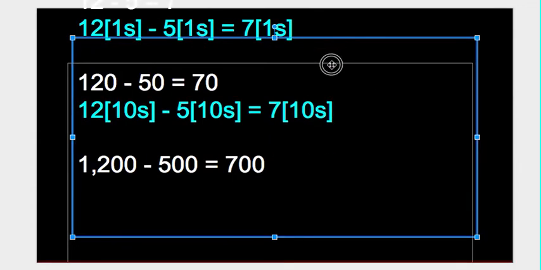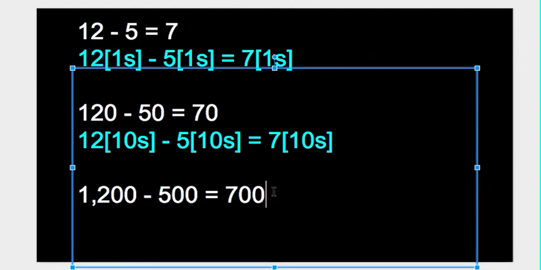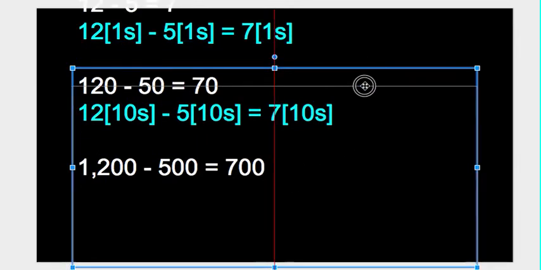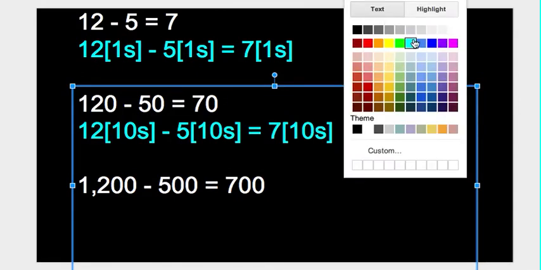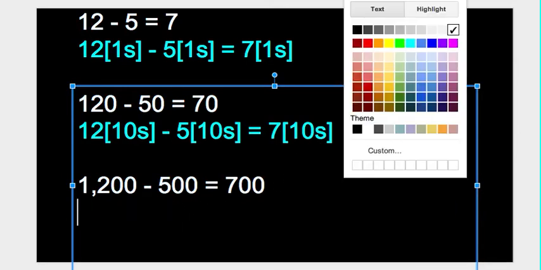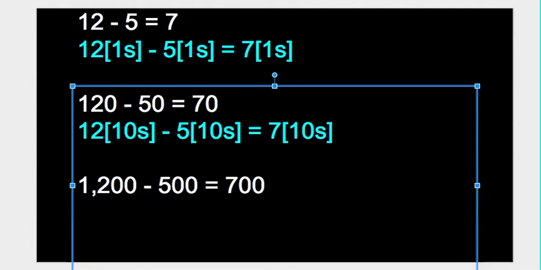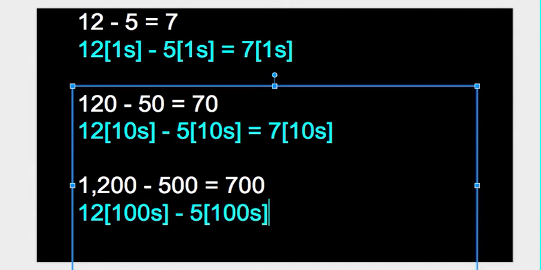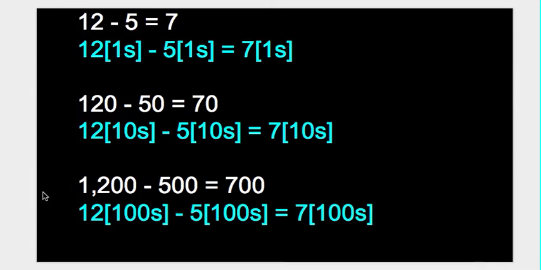Oops, my numbers are sliding. Let's do this. There. How about the last one? So here it's just 12 hundreds minus 5 hundreds is equal to 7 hundreds. Once again, you can see if you were to take out the hundreds and cross them out, we have 12 minus 5 is equal to 7. Pretty nifty, huh?